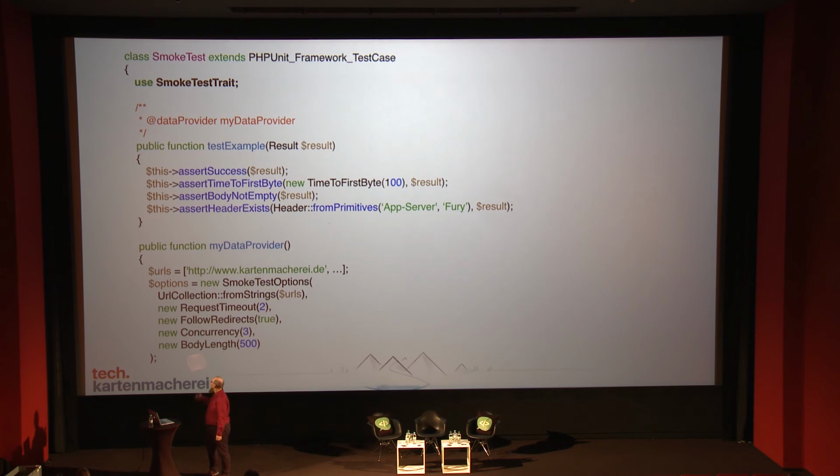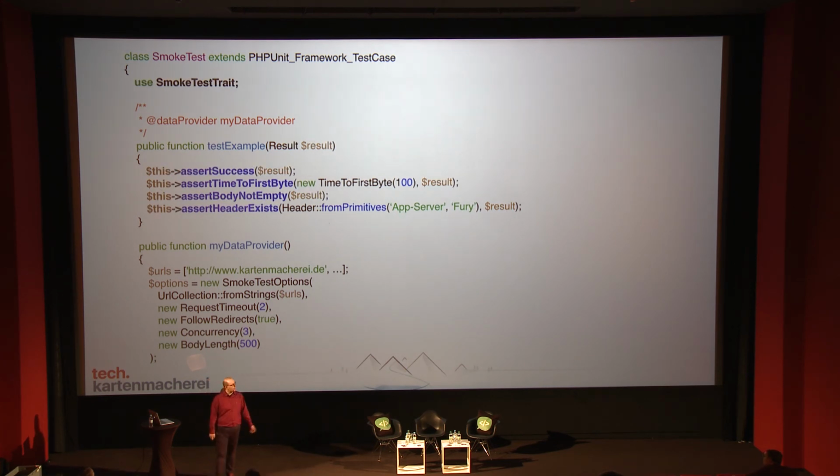Then the easy part is you just introduce a trait into your test class, and the trait provides you with all the features you need. For example, you have a result object, and that result object has all the information, like the body, the time to first byte, and all the headers if you need them, and then you can test them. So we put even some assertions in there as well, in the PHPUnit style, like assert success, and double-checking the header if you want to dedicatedly check that the correct server is reached.